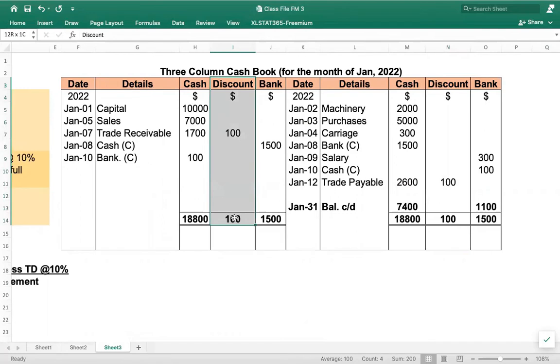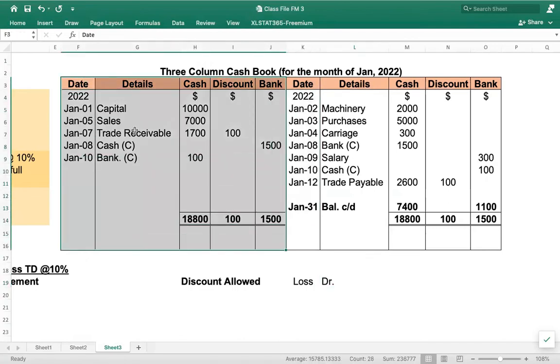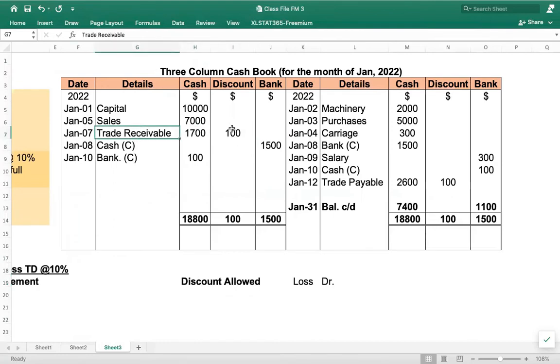The debit side discount column represents discount allowed. So is discount allowed good or bad for us? Bad for us. We allowed discount, so it is a loss, isn't it? Loss means debit, no? Yes, because an increase in expenses and losses is debit. So the debit side discount is because when we get money, we allow discount. See here, I am getting money from the customer. I allow discount, so it is discount allowed.